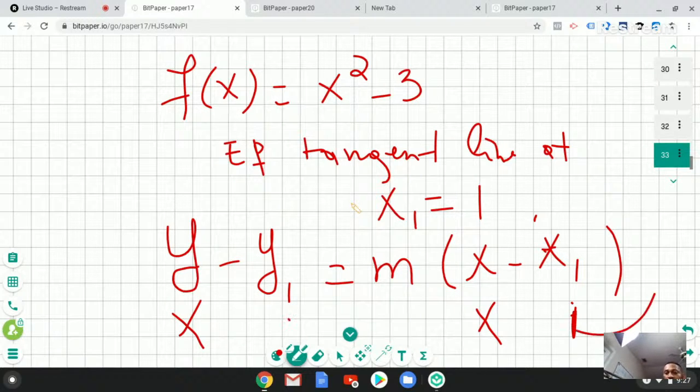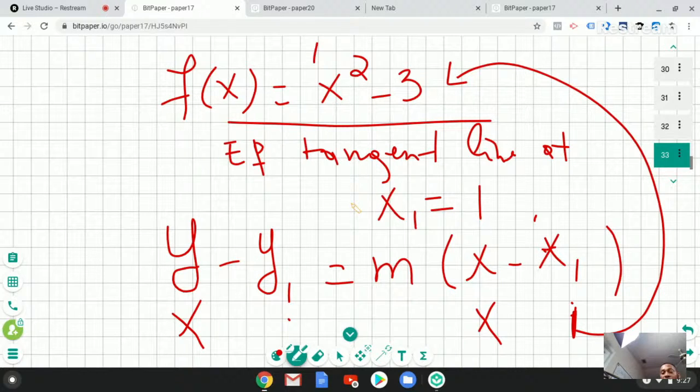y1, how do we find y1? You plug it in there. You plug it inside of this equation. So 1 squared minus 3 is negative 2. So y1 is negative 2.